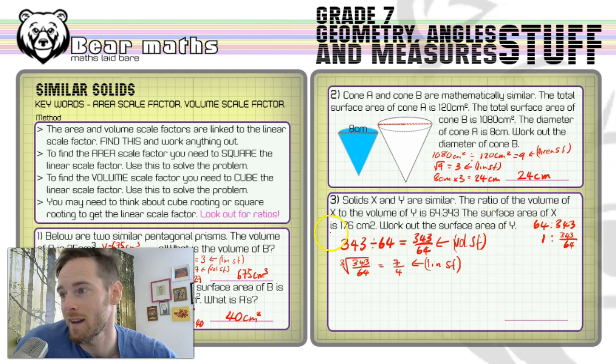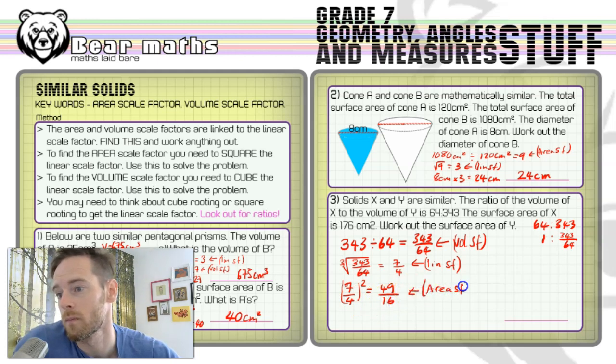Okay, so the surface area of X is 176 centimeters squared. So what we need is the area scale factor here. So we're going to square both those numbers. So 7 over 4 all squared is going to be 49 over 16. That's our area scale factor. So we're using all three things here. And then we can use that number and multiply it by this, because X is the smaller one. And we can tell that from the ratio there, right? Then we're going to multiply the 176 centimeters squared by the 49 over 16. And that's going to be our answer.